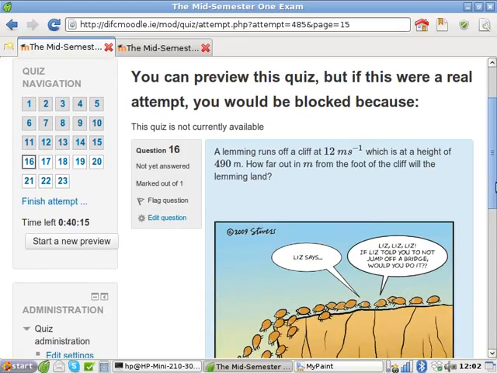Okay. Lemons run off a cliff at 12 meters per second and the cliff is 490 meters high. How far out in meters from the foot of the cliff will the lemon land?